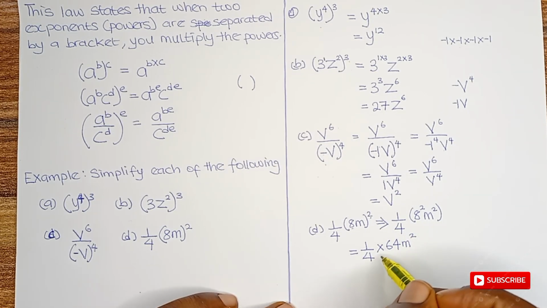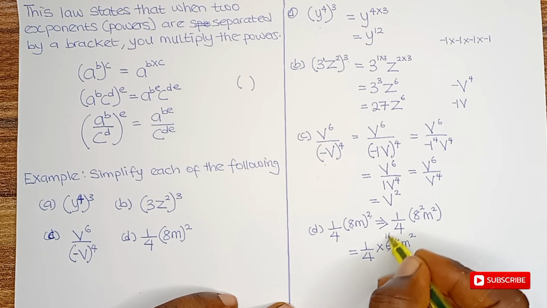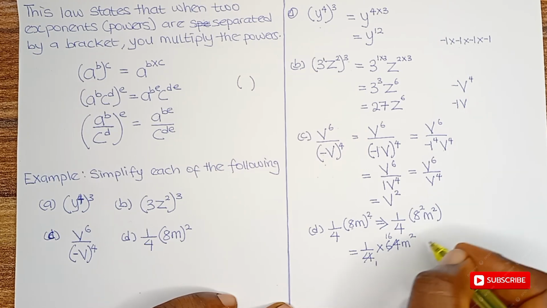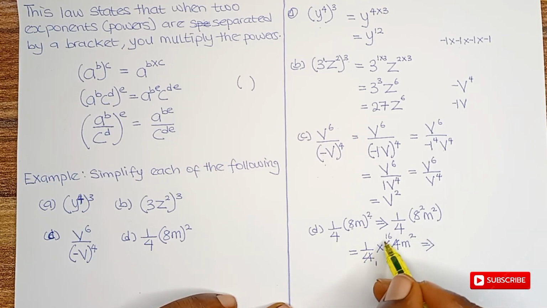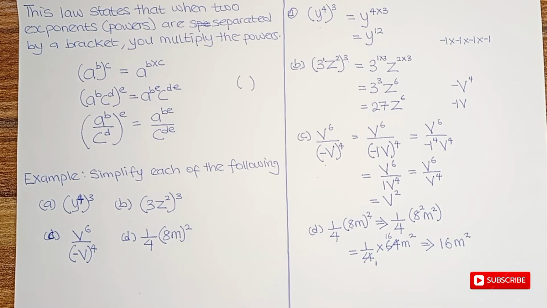We can cancel out by dividing 64 by 4. So 64 divided by 4 will give us 16, and 4 divided by 4 will give us 1. Therefore, our final answer is going to be 1 multiplied by 16m squared, which gives us 16m squared. That is our final answer to this question.